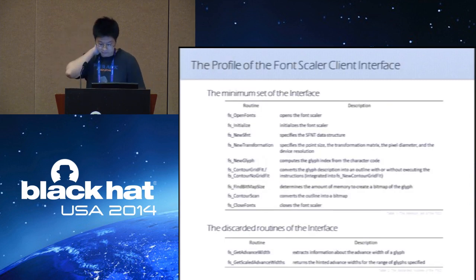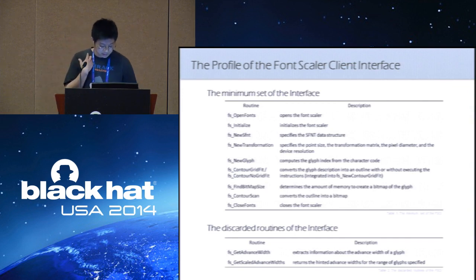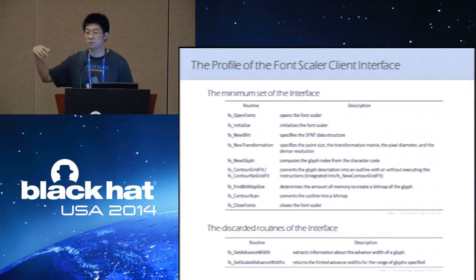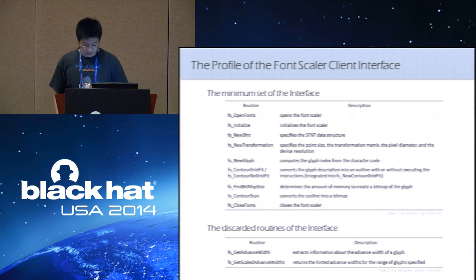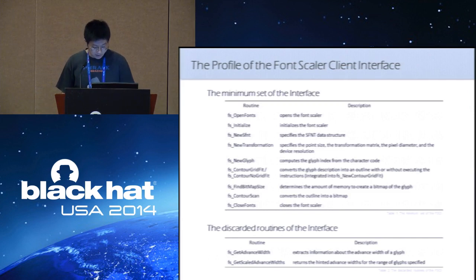In reversing Win32k.sys, we found many functions with a name prefixed with fs_, which is the exported interface for the font engine. I extracted the minimum function set which makes the font engine work normally. There are 9 such functions, ranging from fs_OpenFonts to fs_CloseFonts. We could also see many other function names prefixed with fs_. Many of them are just unused, abandoned by the developers.